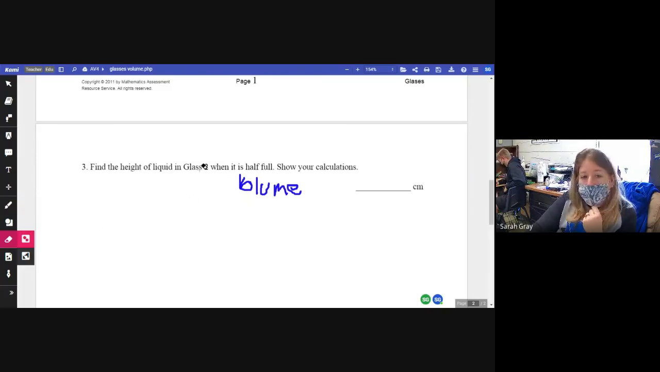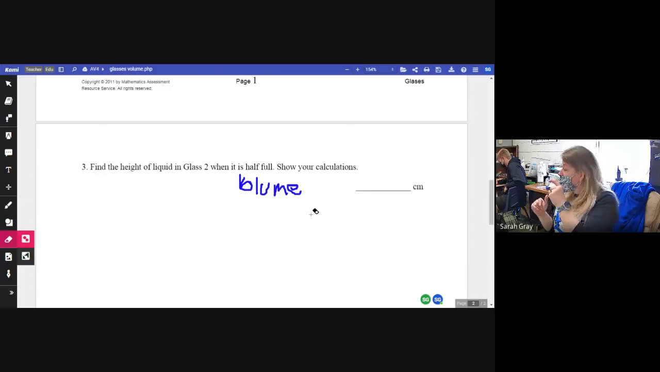But it's find the height of the liquid in glass 2 when it is half full. Now by half full, I don't mean half the height, I mean half the volume. So if you find that that glass holds 64 cubic centimeters, what is the height when the water is at 32 cubic centimeters? Half the volume of liquid. All right. Bonus question, not required.